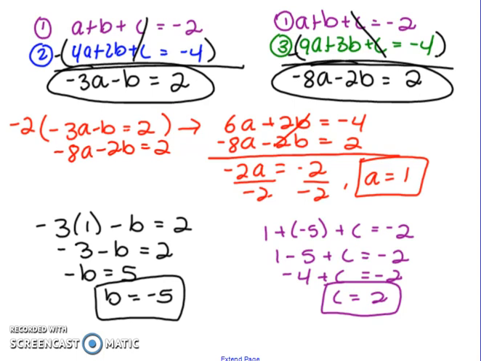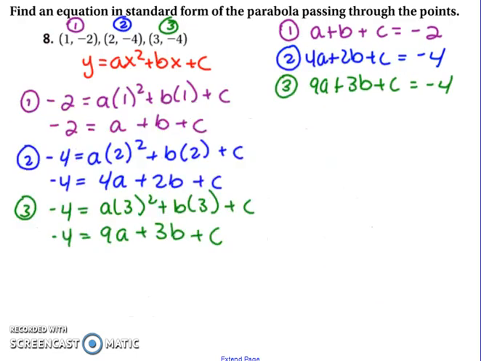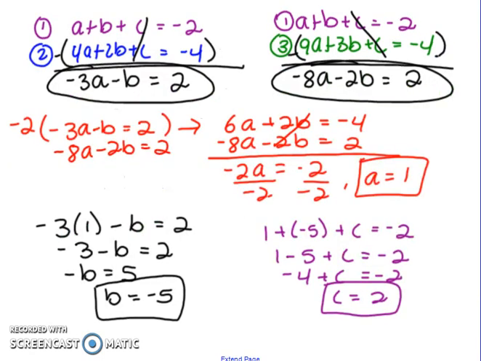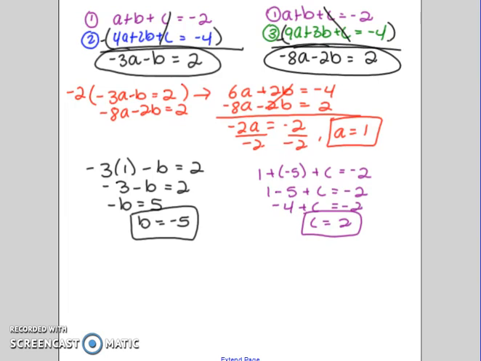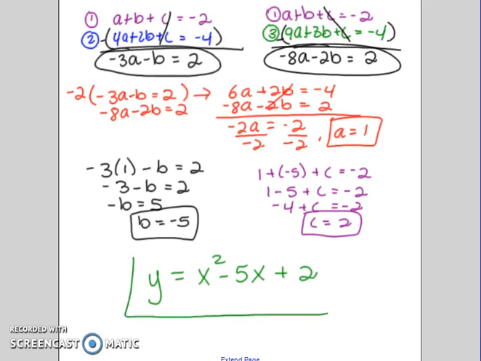Okay. So instead of writing your answer as an ordered triple, as an a, b, c, these are now the coefficients for our function. So standard form, we know, is y equals ax squared plus bx plus c. So now we know what a, b, and c are. So our answer then is going to be y equals 1x squared minus 5x plus 2. So we have a, we have b, and we have c.